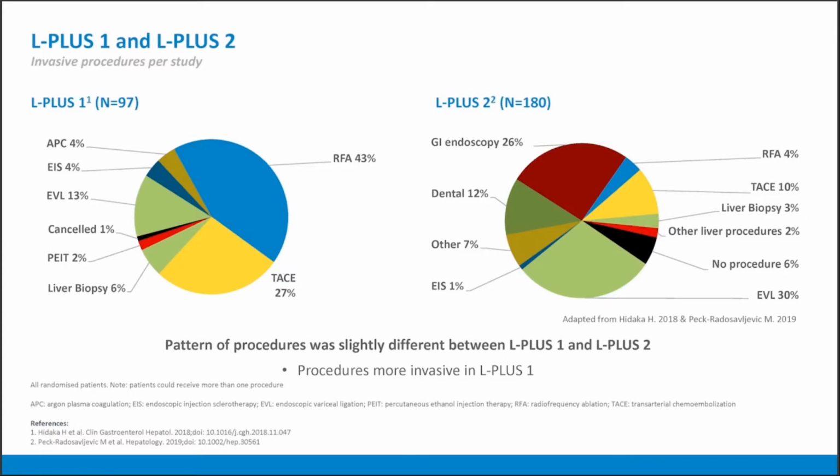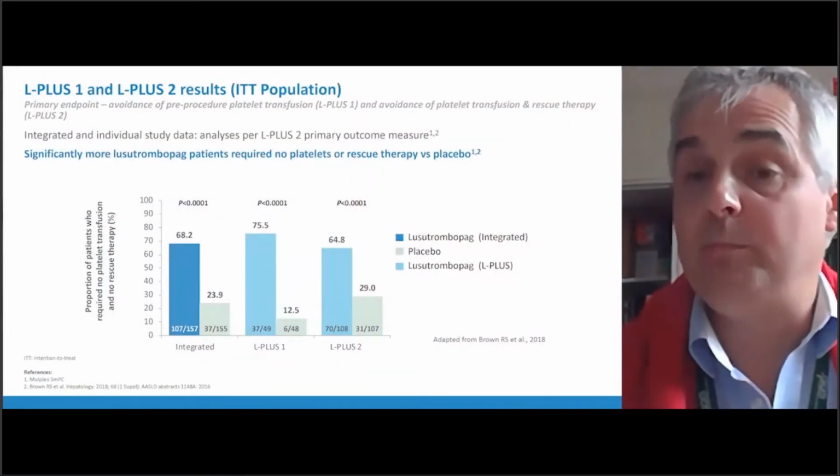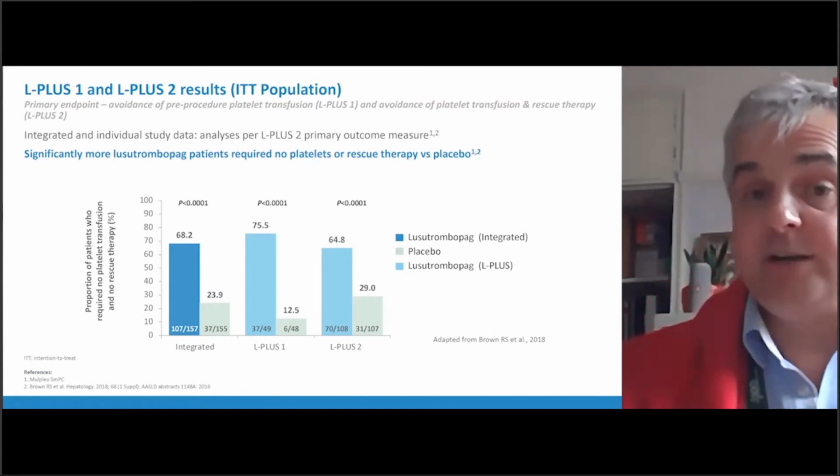What I would say between both studies is the amount of liver biopsies done probably is slightly an underrepresentation of the amount of liver biopsies that's happening. But in terms of the invasive procedures that I perform, such as microablation, transarterial chemoembolization, certainly that was well represented in the L+1 study. So the two studies were slightly different, but both showed that in the groups of patients being studied, a significant proportion of patients avoided rescue therapy or platelet therapy to be given prior to the procedure.